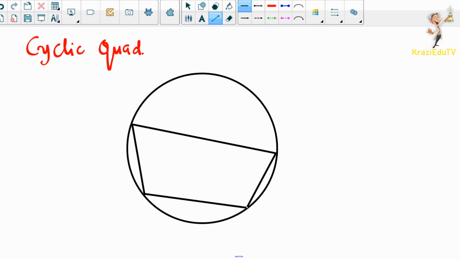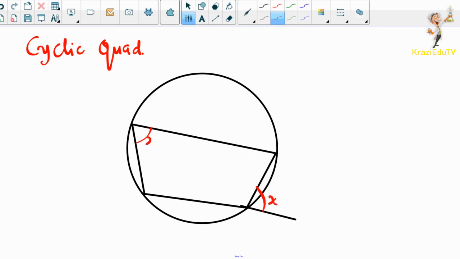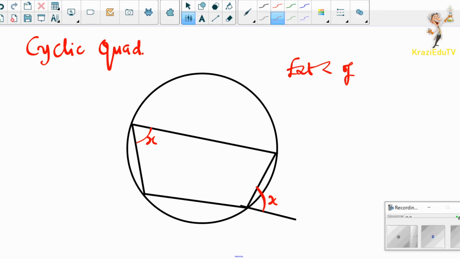And once you talk about a cyclic quadrilateral, what we would then look at is this. Number one, this angle here is equal to that angle there. And we talk about what? The exterior angle of a cyclic quadrilateral. Exterior angle of a cyclic quadrilateral.